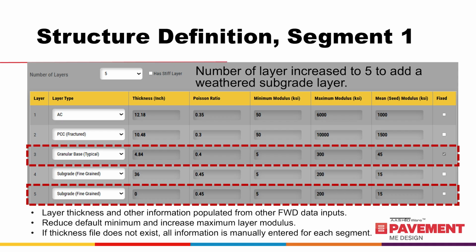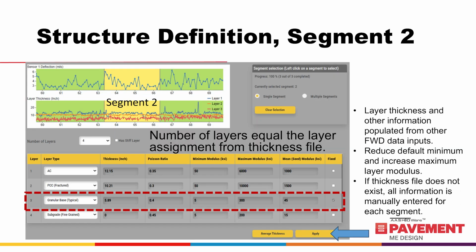Trying to back calculate this thin granular layer would result in highly variable moduli that could go from very low to very high because the impact of this thin layer on the measured deflection basin is very low. Now let's move to Segment 2.